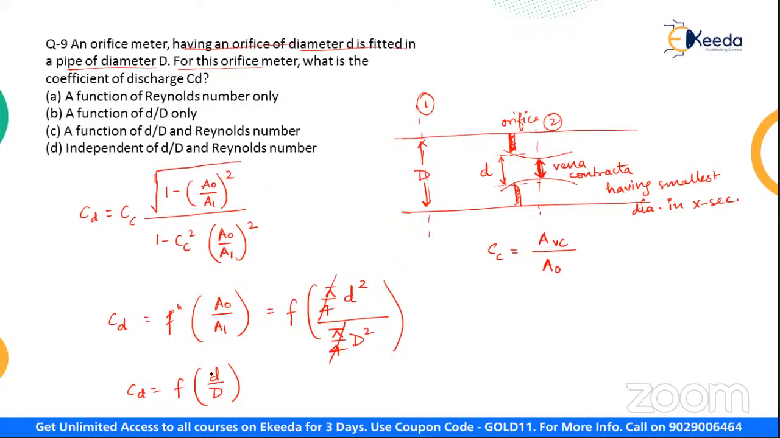That means the CD small d by capital D. Therefore, the correct option here will be a function of d by D only. The option B would be the correct one here.